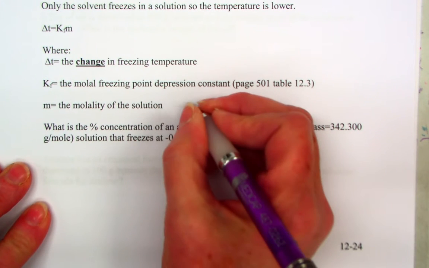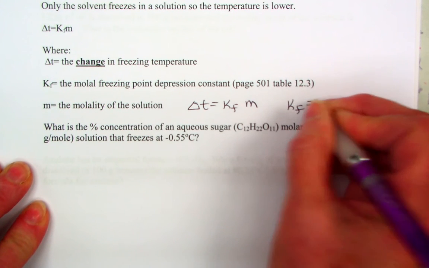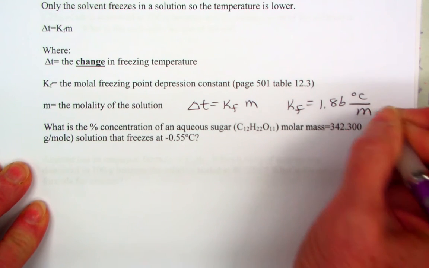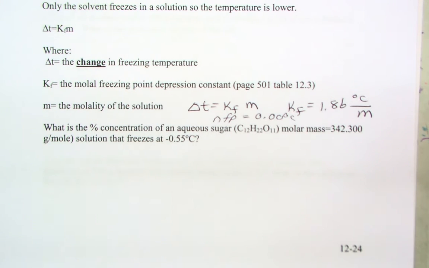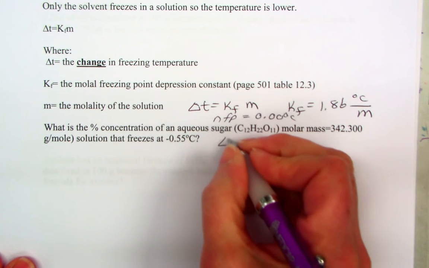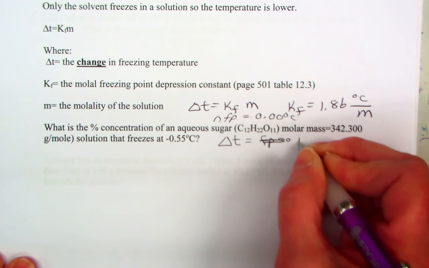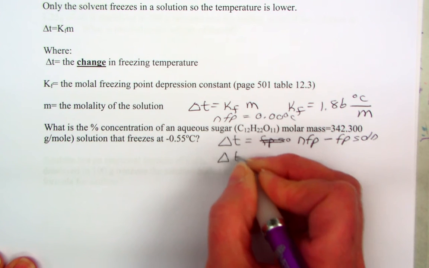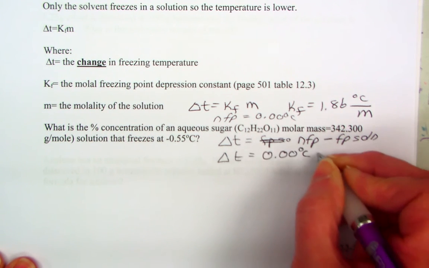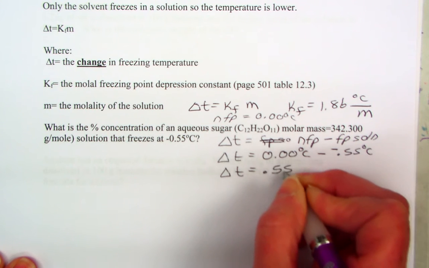So we look at this and say, what do we know? We know delta T is equal to K sub F times M. I grab my chart, I look up K sub F, 1.86 degrees C per molal. And the normal freezing point is 0. So I know that the new freezing point is negative 0.55 degrees. So I have to calculate the change in freezing point. It's equal to the normal freezing point minus the freezing point of the solution. So my change in temperature is 0 degrees Celsius minus a negative 0.55 degrees Celsius. So my delta T is 0.55 degrees Celsius.